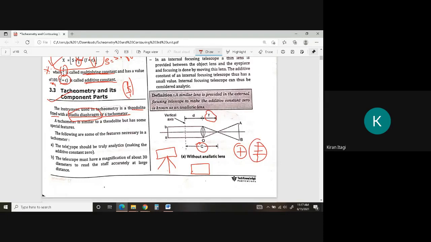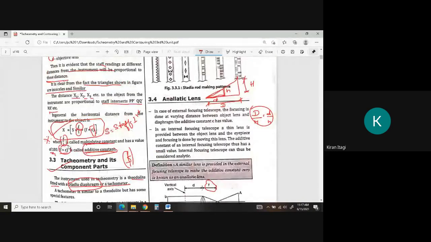The following are some of the features necessary in a tachymeter. The telescope should be truly analytic, making the additive constant 0, means this one, f plus c. We are making this one as 0. Remember, additive constant and multiplying constant.